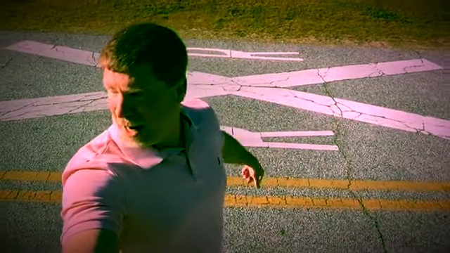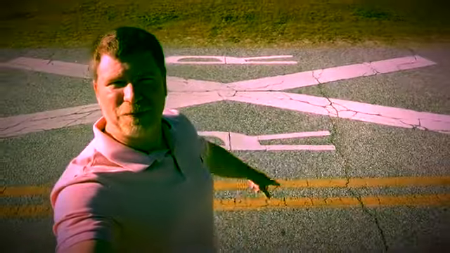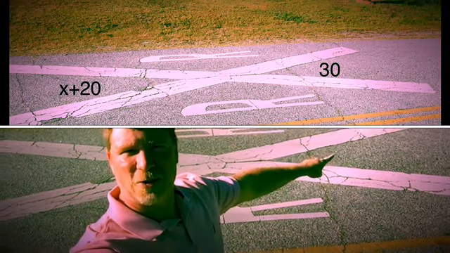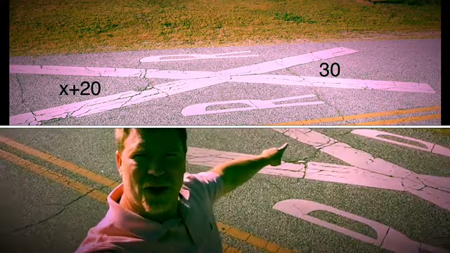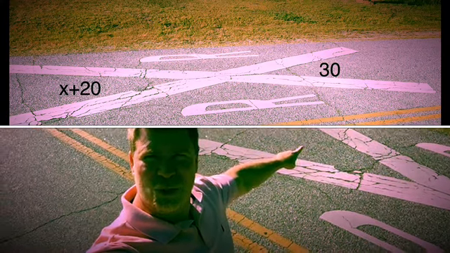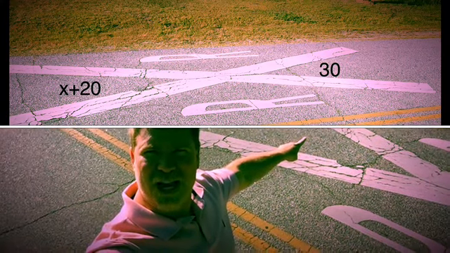I am in the middle of the road and I came across a painting for the railroad crossing, and here it is behind me. And what I want to see is if I tell you that the measure of this angle is 30 degrees and this measure is x plus 20, what is the value of x?